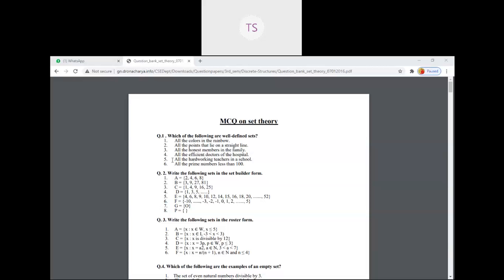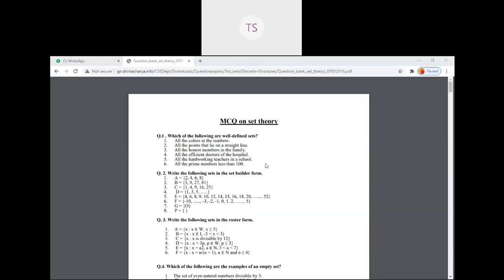Now go for the fifth option, all the hardworking teachers in a school. It is not well defined. Yes, again this is not well defined. Hardworking is again a relative term, so it is not well defined, so it is not a set. Now, option 6 is a set. Why? Because we will get distinct, well defined numbers, prime numbers less than 100.